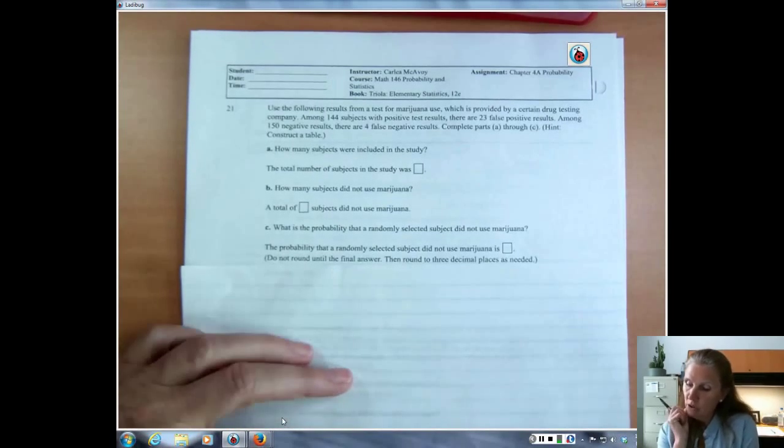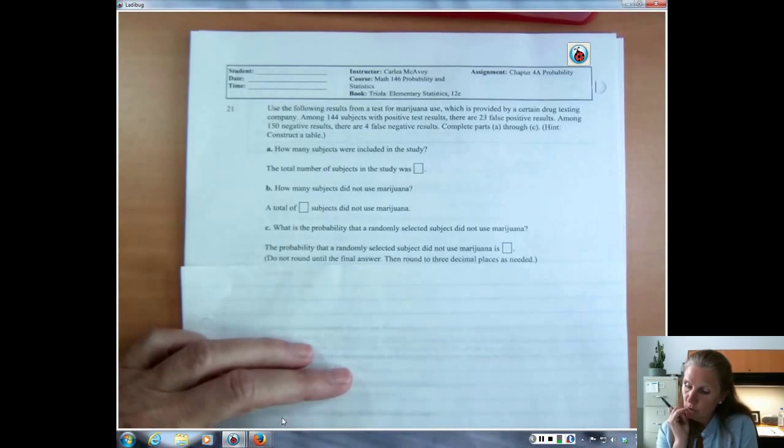But okay, use the following results for the test for marijuana use, which is provided by a certain drug testing company. Among 144 subjects with positive test results, there are 23 false positives. Among 150 negative results, there are 4 false negatives. How many subjects were included in the study? I don't know. I can't tell.